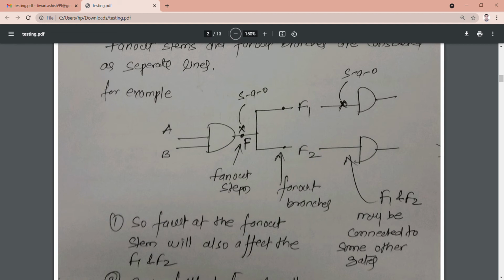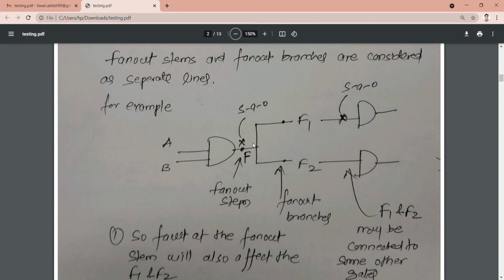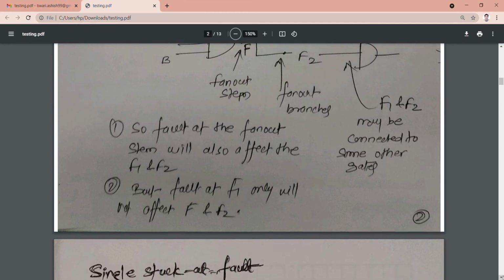So what does it mean? Fault at the fan out stem will also affect F1 and F2, as I told you, first case and second, but a fault at F1 only will not affect F and F2. I hope you have got the logic. So this fault can affect the logic of F1 and F2, but this fault cannot go back and affect the line at F or F2. So fan out stem and fan out branches are different in case of the fault model. This is very important to understand.